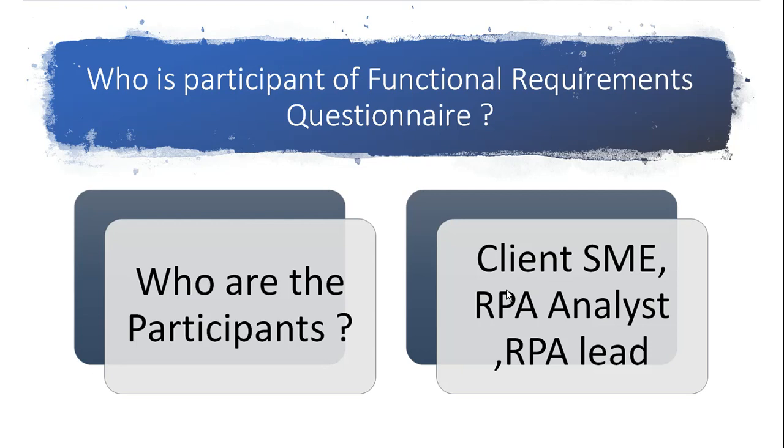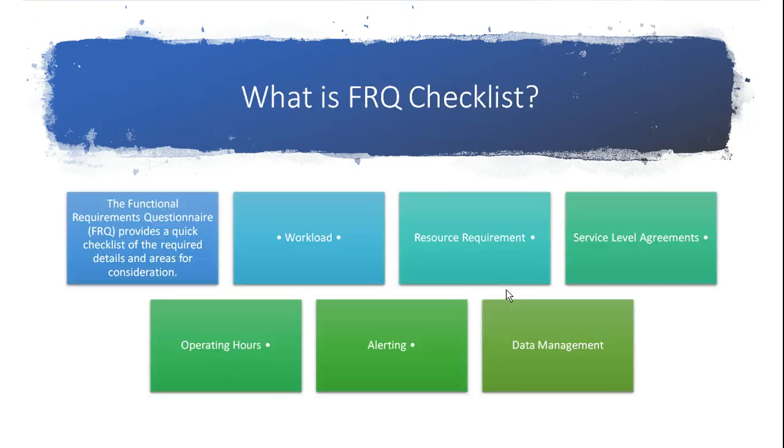Then the document has been provided by the solution team and process team. Then we have to check and raise the questions. Based on that, the functional requirement questionnaire will start. So FRQ, what is the checklist of FRQ? Every stage has some checklist. So what is a checklist first of all?